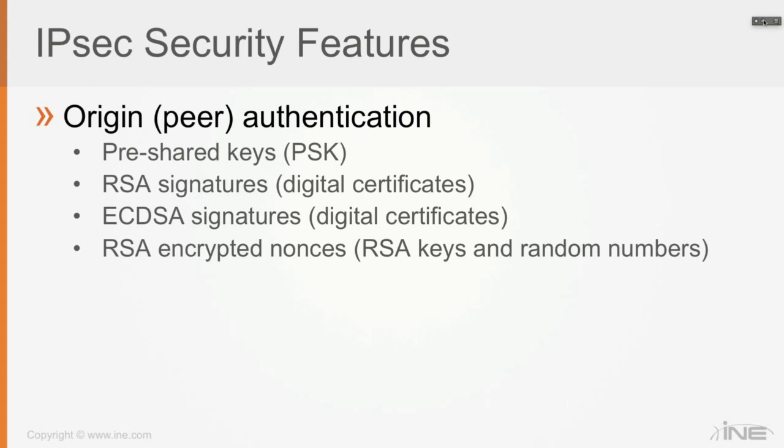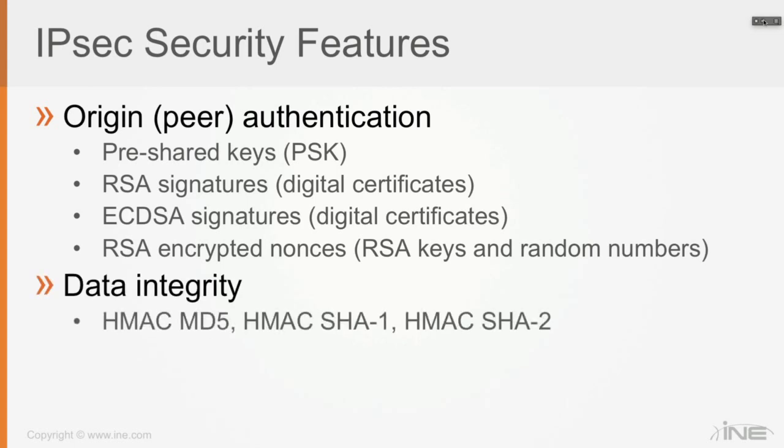For that we can use either pre-shared keys, RSA signatures, elliptic curve DSA signatures, or RSA encrypted nonces, which is nothing else but RSA keys combined with random numbers. RSA signatures means using digital certificates. RSA encrypted nonces means just a basic private-public key pair alongside random numbers. Usually the most commonly seen are pre-shared keys, RSA signatures and ECDSA signatures, but RSA encrypted nonces is not really deployed on a large scale.